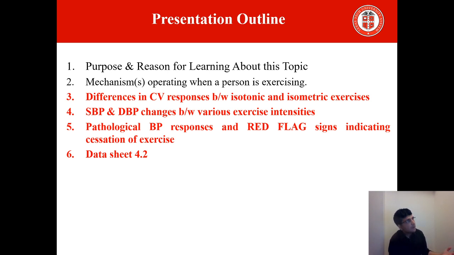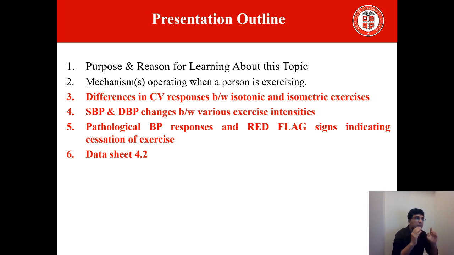As always, first we will talk about why you need to know about this particular topic. And very briefly, as you can see in point number 2, I'll talk about the mechanisms which operate in our body once somebody is exercising. And the points from number 3 to number 6 are the objectives for this practical. And that is why they are highlighted in red.